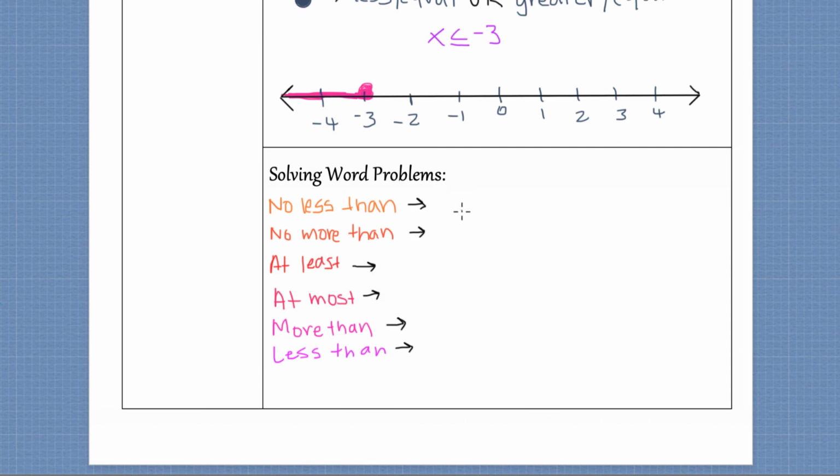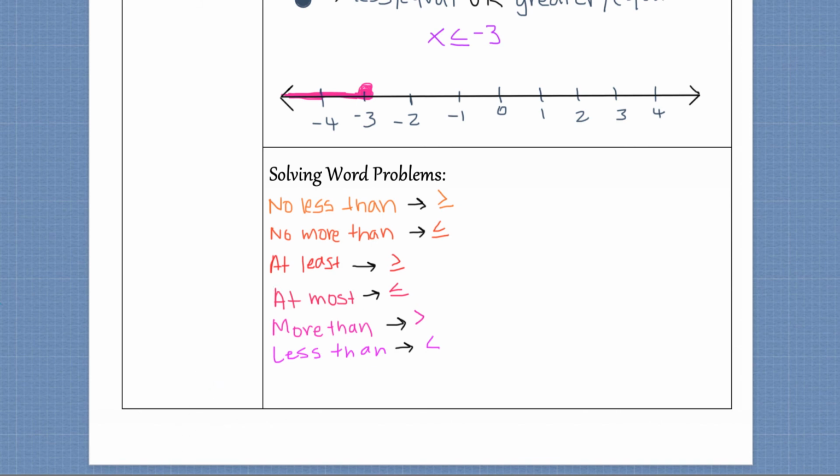No less than indicates the greater than or equal to symbol. No more than indicates the less than or equal to symbol. At least indicates the greater than or equal to symbol. At most indicates the less than or equal to symbol. More than indicates the greater than symbol. And less than indicates the less than symbol. So when we are solving word problems, just keep these in mind and you'll be able to see which one it really indicates.